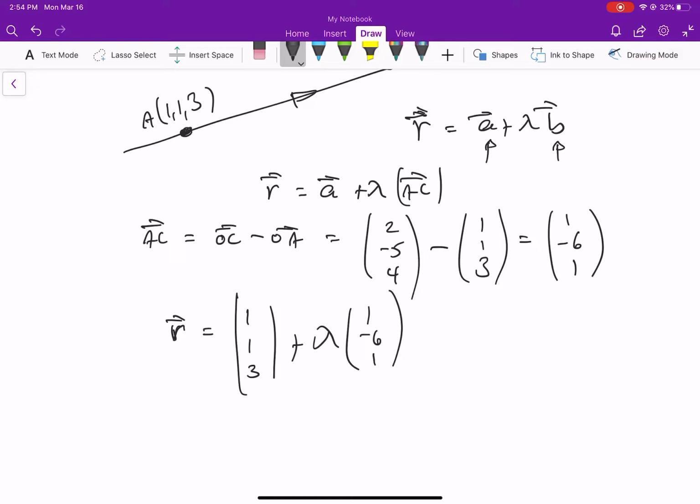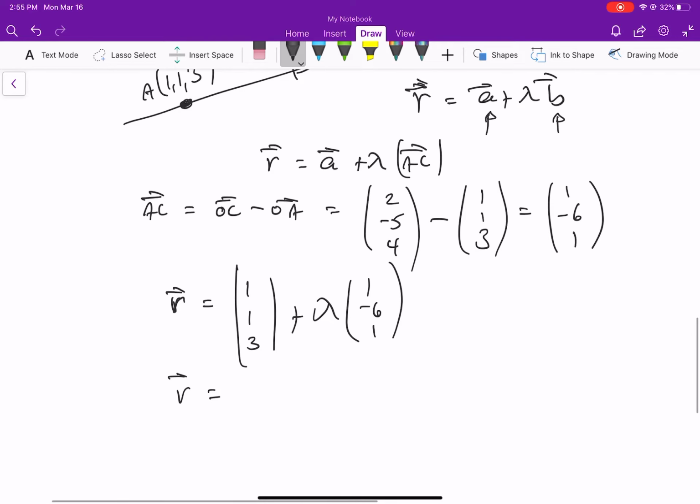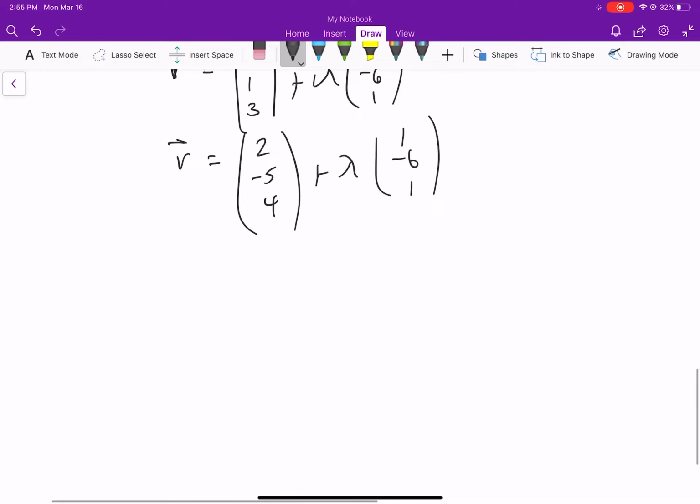I could have just as easily written it as r is equal to (2, -5, 4) plus lambda times (1, -6, 1). So there. How you like them apples? All right, so it's easy to write down the vector equation of a line if you're given 2 points on the line, or if you're given 1 point and a free vector parallel to the line. That's what the first 2 examples were used for.